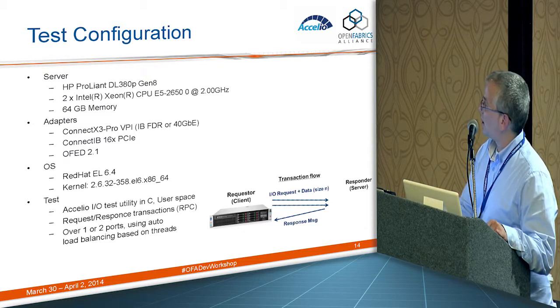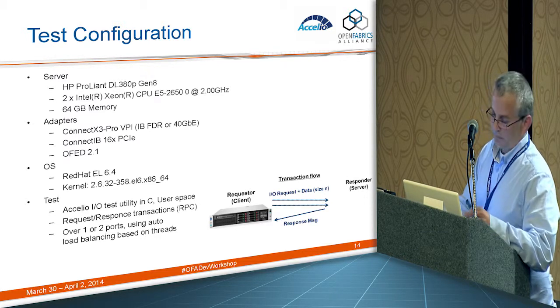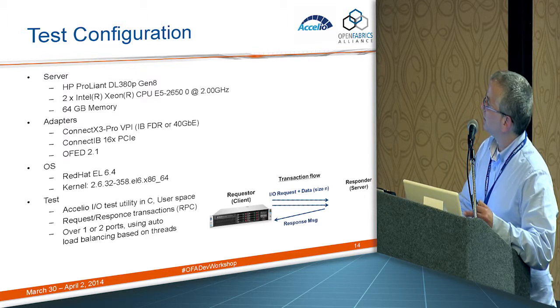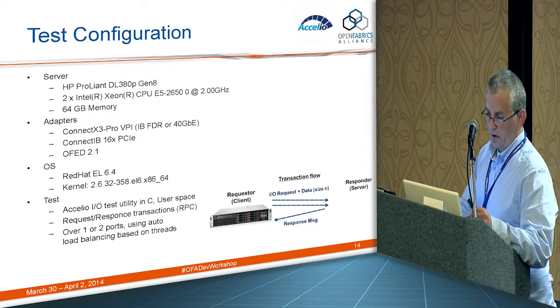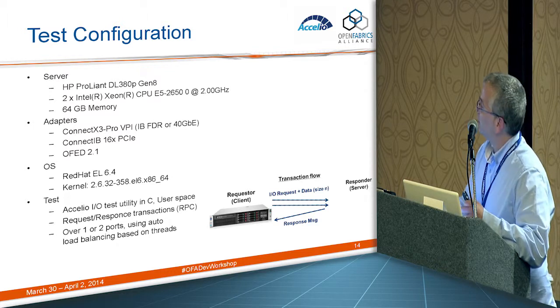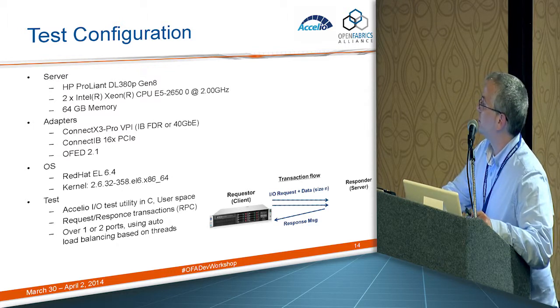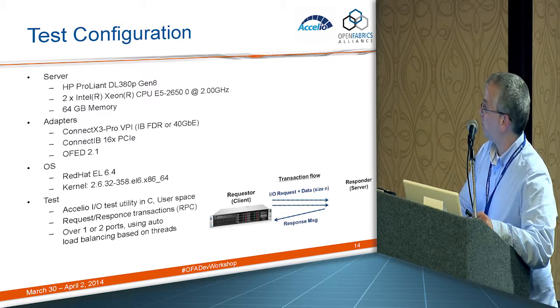This is a test configuration. I want to show some graphs. You can see the configuration. I just want to speak about the PCI, which is important. We have a Connect-IB, which is 16-lane PCI Express, and we have a Connect-3 Pro VPI, which is 8-lane PCI Express. And we show you some of the results that we got with that.